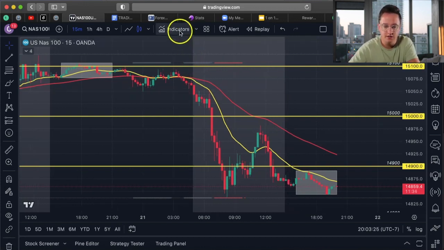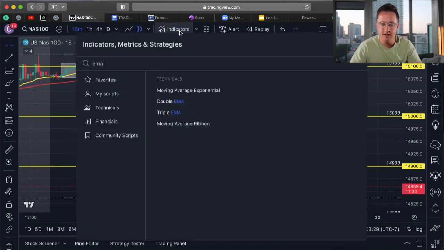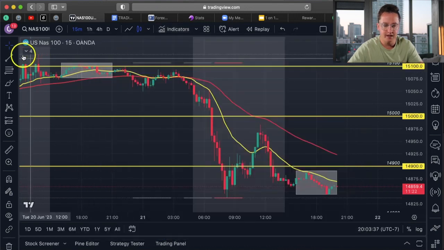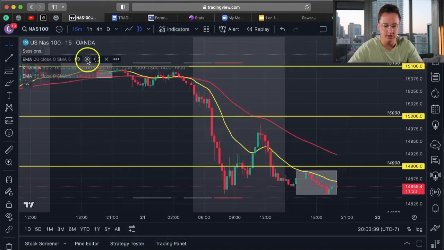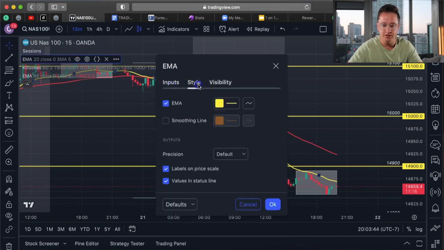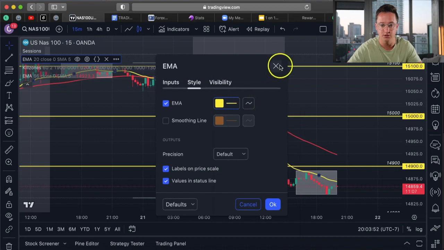So the first thing that you guys need to do is, we're not going to use the moving average. I find that the EMA is a little bit smoother. So type in EMA on the indicators, click this one right here. And then once you do that, you want to go to the settings. You want to make the inputs 20. With the style, I have it in yellow. I have the opacity all the way up and the thickness on number 2, just so it's a little bit more visible for me to see.